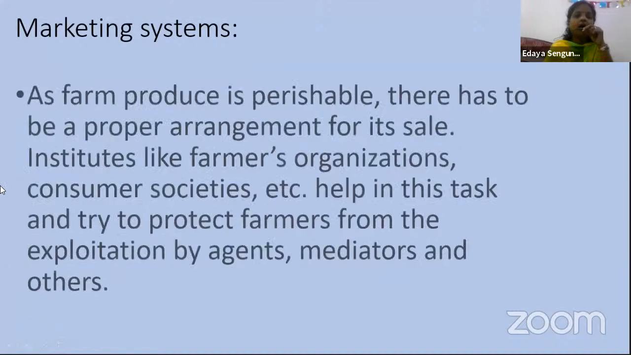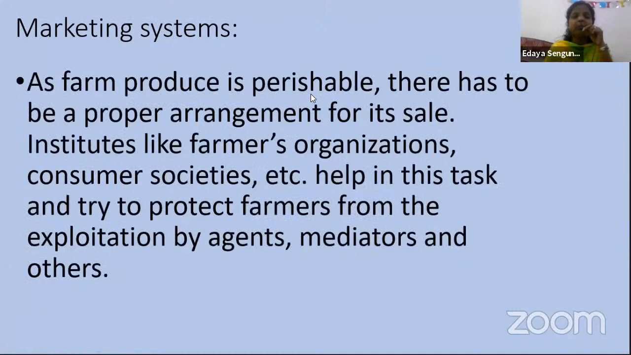So again, a farm produce is perishable. Perishable means it will get destroyed very soon. There has to be a proper arrangement for its sale, so that it must be sold to the public or customer on time. Institutes like farmers organization, consumer societies, etc. help in this task and try to protect farmers from the exploitations by agents, mediators and others.